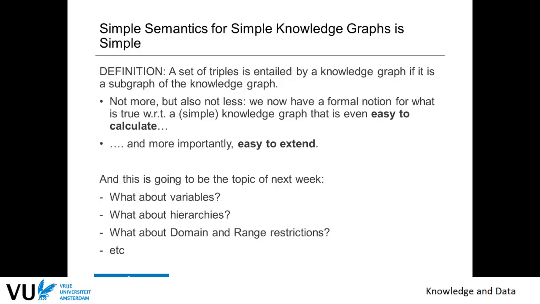And the good thing is that it's even very easy to calculate, and more importantly, it's very easy to extend. And this is what we're going to do in the next weeks. We will think about variables, about the blank nodes that I talked about. We will think about hierarchies, we'll think about domain and range restrictions, etc., etc. And the more the weeks and the modules progress, the more complex the knowledge graphs will become, and also the more complex the logics behind this.